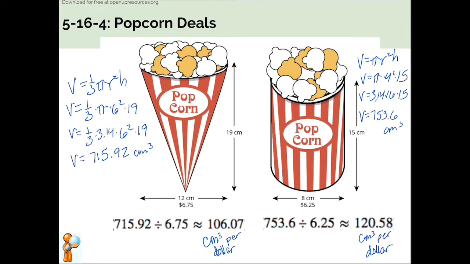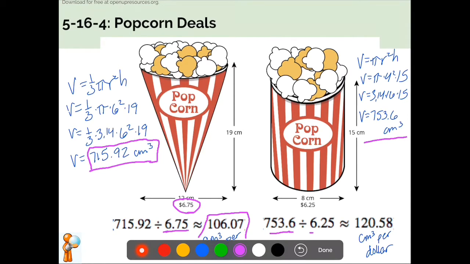If you do the same process for the cylinder, you take your volume, 753.6, divided by your price, $6.25, you would end up getting 120.58 cubic centimeters per dollar right here. So you're getting more popcorn per dollar with the cylinder. So the cylinder in this case is the better deal.